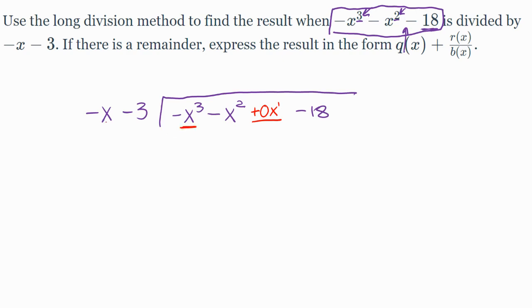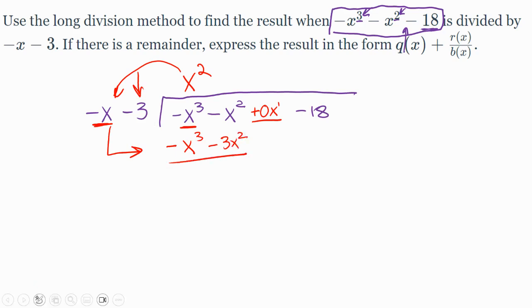I look at the first term inside, first term outside, and I just ask myself, what do I multiply this x on the outside by to get x to the third? And that should be a positive x squared. And then I distribute that to both of these two terms and put the result down below. That should give me a negative x to the third and then a negative 3x squared. And just like elementary school, we need to subtract that value, but different than elementary school, that means we have to distribute a negative sign. So that'll be a positive. This will be a positive, and then I add vertically.